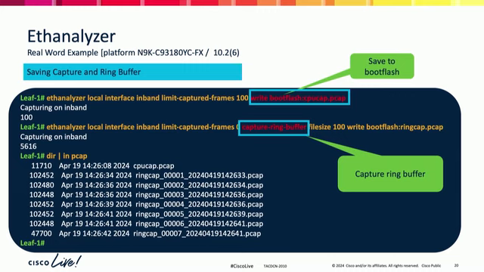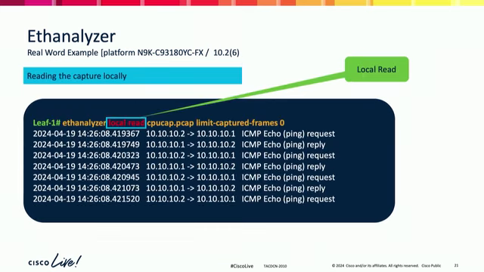Some other things we can do with Ethanalyzer is write the output to the bootflash, or capture multiple files using ring capture frames buffer, or we can also read the saved capture locally using the Ethanalyzer local read option. Well, that is about Ethanalyzer. Let's move on to our next tool, SPAN to CPU.